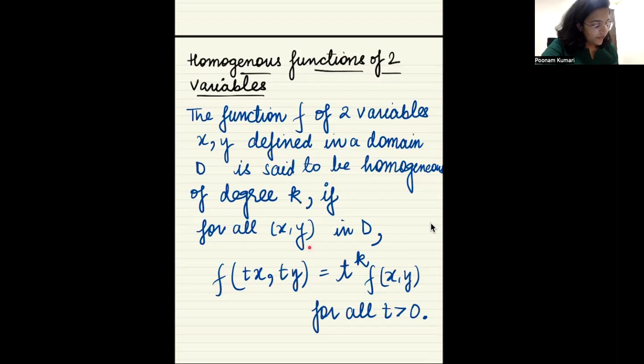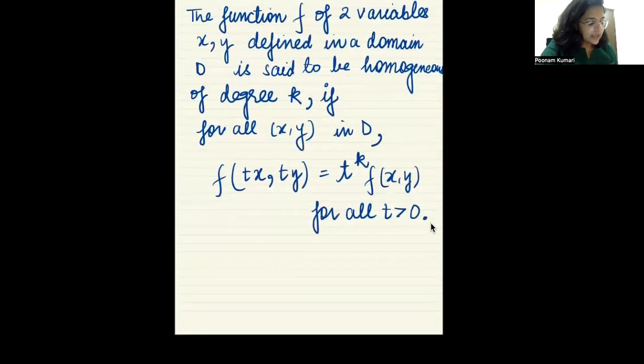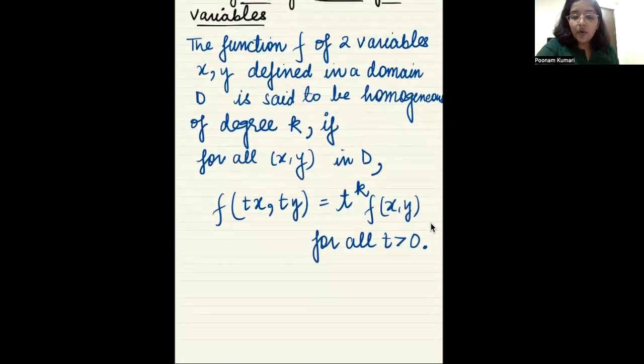if for all the elements in the domain, if you pick an element x comma y and you multiply both the members x and y by t, then your function takes the form t raised to the power k times the function f of x comma y, and this is true for all t greater than 0, and this needs to be applicable for all the items in the domain. Okay, let's take an example and see what kinds of functions are homogeneous.